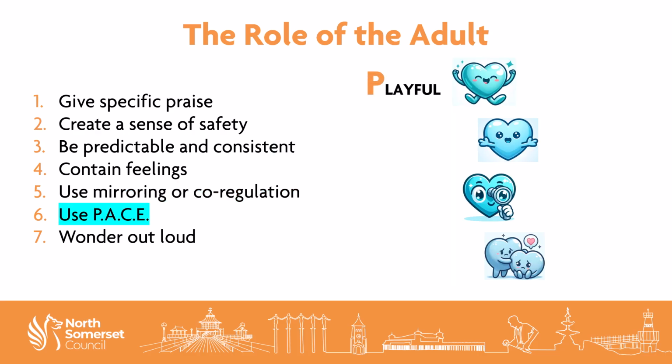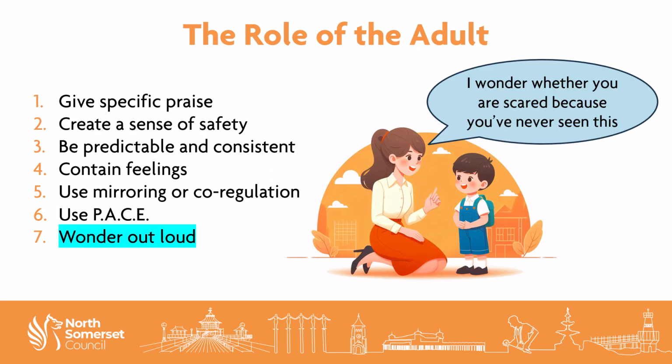Using mirroring or co-regulation to help children recognize that we can share their emotions and therefore understand them. Using the PACE approach, which means that we show playfulness, acceptance, curiosity, and empathy, just like a loving parent does. And wondering out loud, which is, rather than telling children how they feel, giving them an option to correct us and hoping this reduces defensiveness.